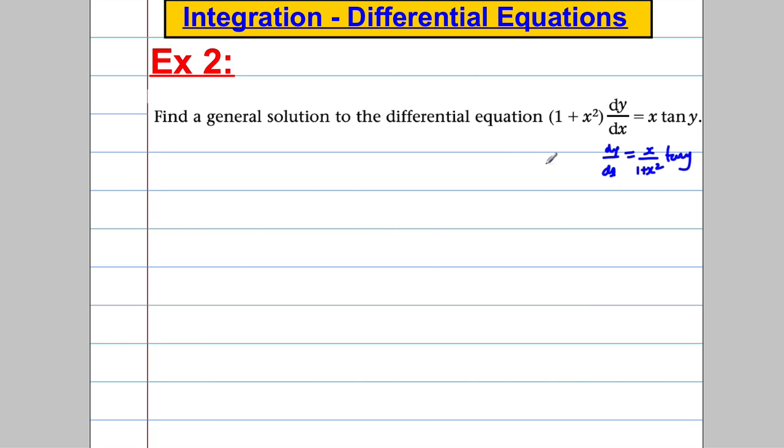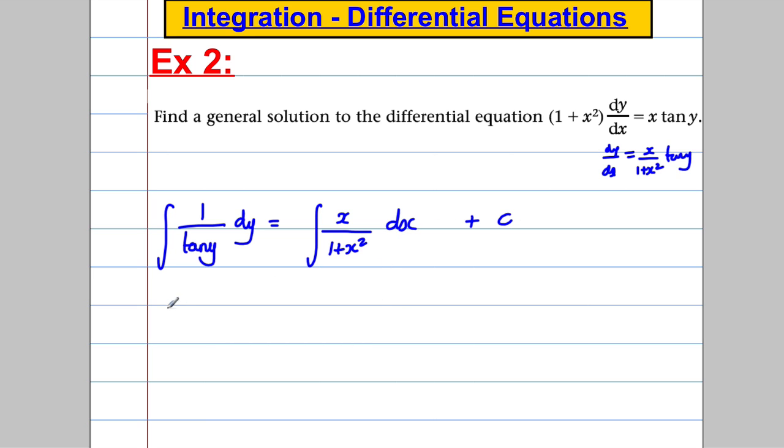And I can separate variables and integrate. So 1 divided by tan y dy is going to be equal to x divided by 1 plus x squared with respect to x plus a constant of integration. Now 1 over tan y, that's the integral of cot y dy.